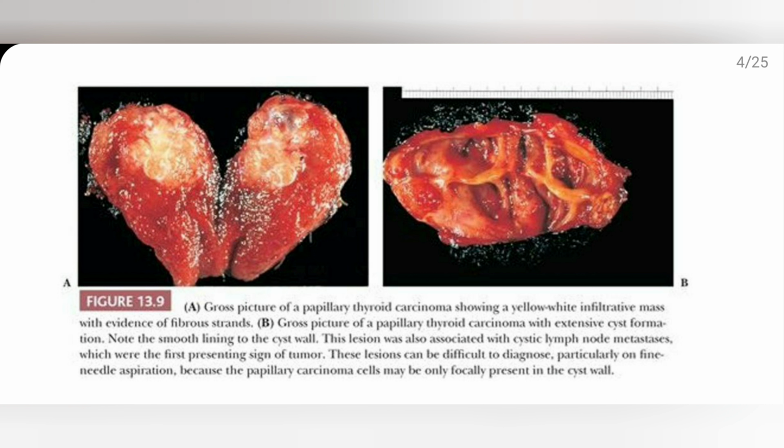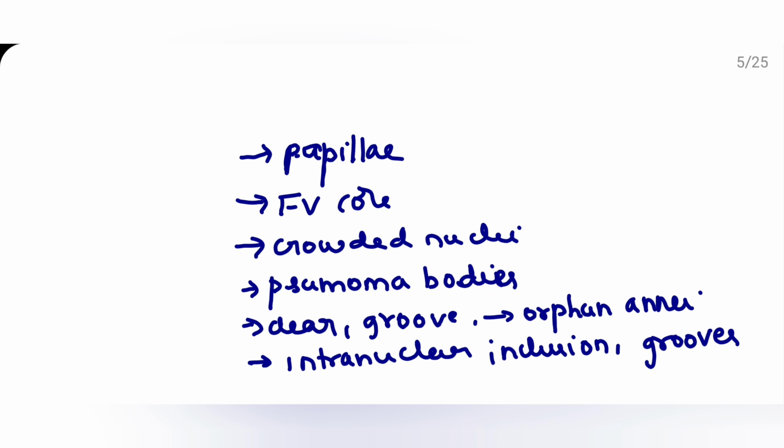Coming to the gross features, this tumor will be about average size of 2 to 3 centimeters, and they are white and firm in consistency. They show invasion, so there is capsular breach, and you can see occasional calcification, and also most commonly they present with cystic change or cyst formation seen grossly.